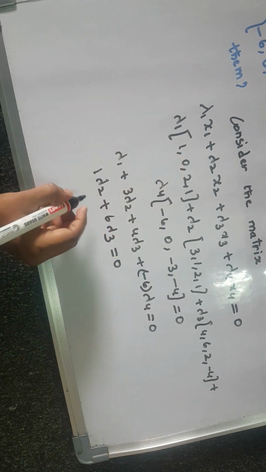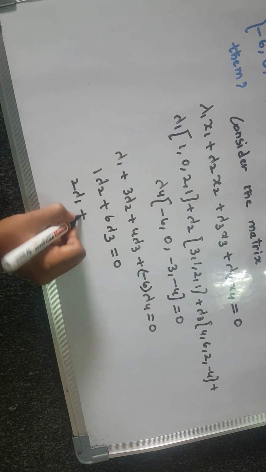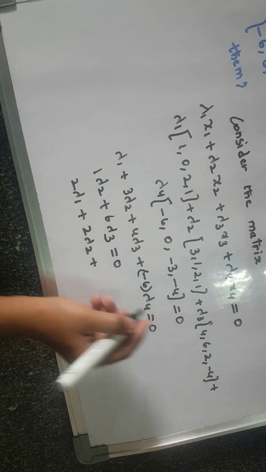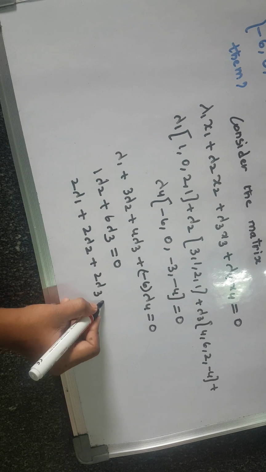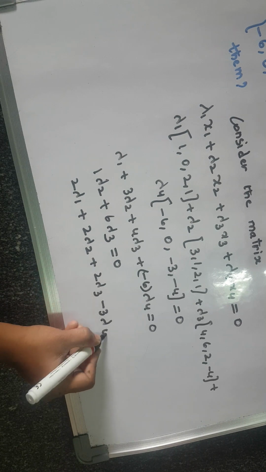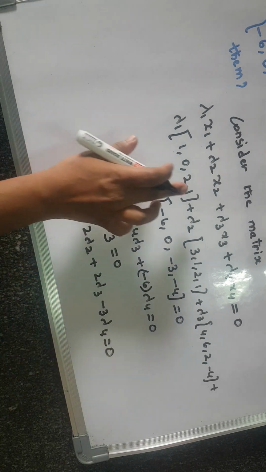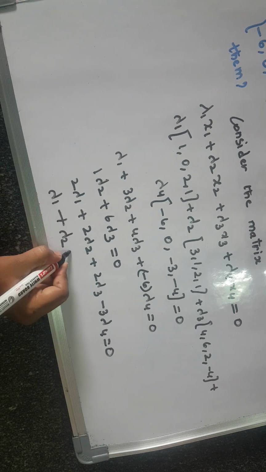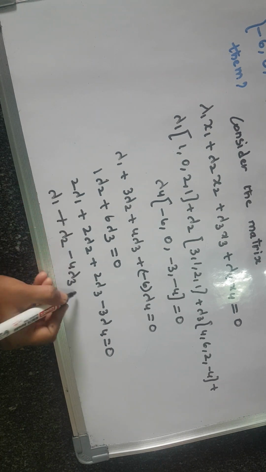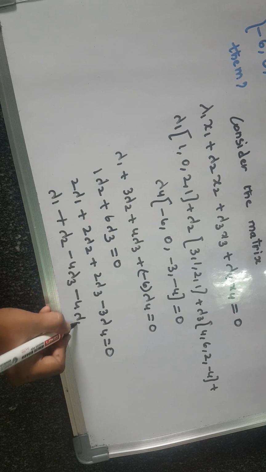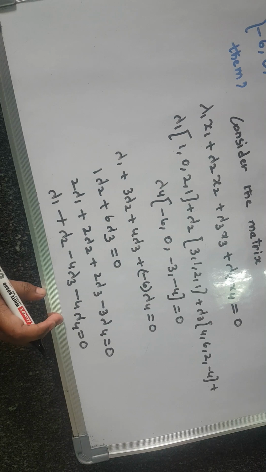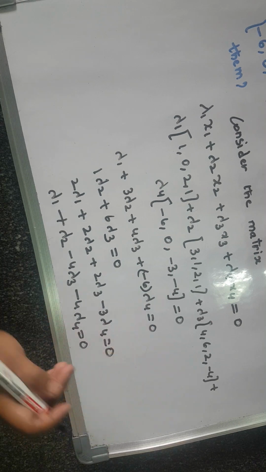And the third one is 2 lambda 1 plus 2 lambda 2 plus 2 lambda 3 minus 3 lambda 4. This is the third equation. The fourth one is lambda 1 plus lambda 2 minus 4 lambda 3 minus 4 lambda 4. This is the fourth component's values. These are the 4 equations.